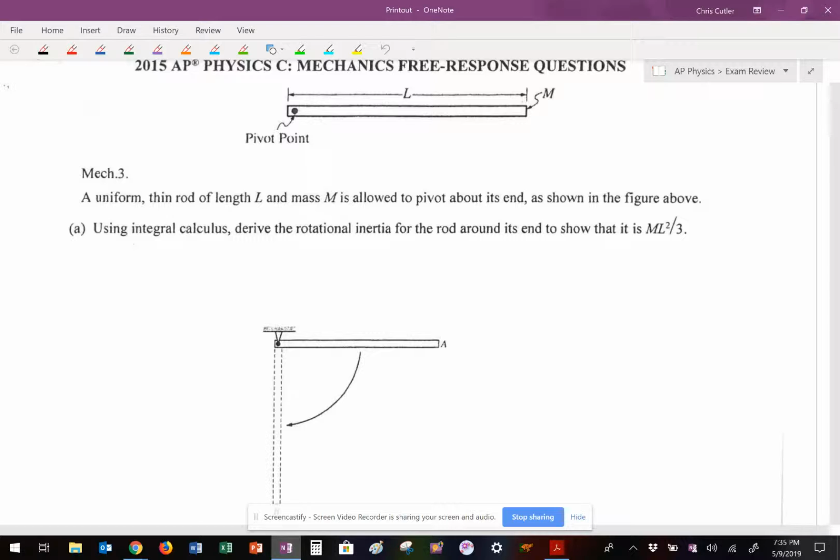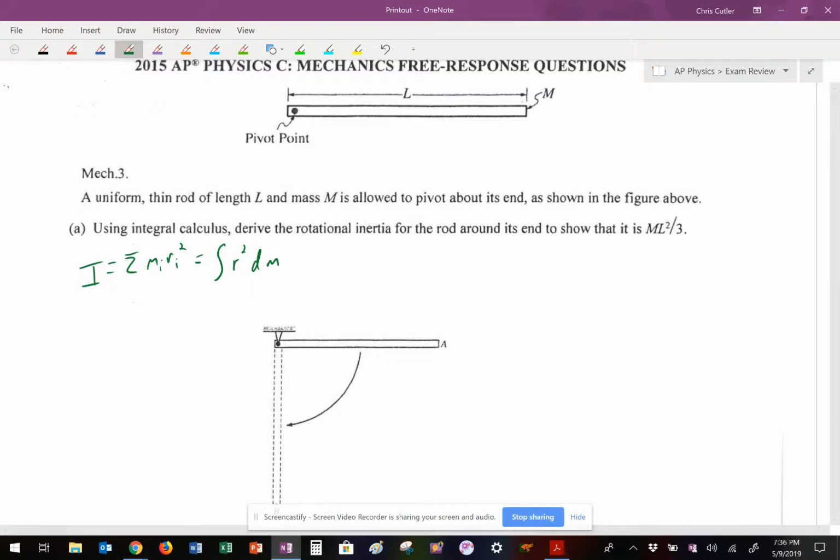A, using integral calculus, derive the rotational inertia for the rod around its end to show that it is ML squared over 3, which is what we expected. So this one we have to remember that the moment of inertia is equal to the sum of the masses times their distance away from the axis of rotation squared. Well, this is a big macro description. It tells us to use integral calculus, so we also have to remember that this is the integral of r squared dm. Moment of inertia is equal to the integral of r squared dm.